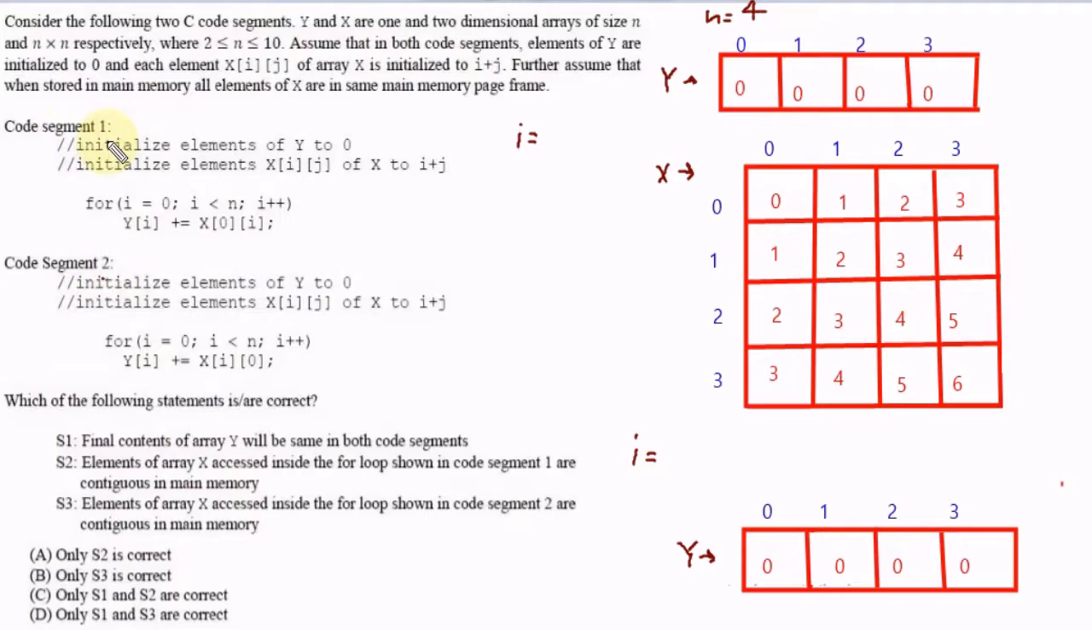So let's see what we are doing in code segment 1. We have initialized the value of y with 0, and we have initialized the value of x with i plus j, and this is our for loop. We take the initial value of i as 0. This condition is true because 0 is less than 4. Now we are going to update the value of y[i], that is y[0], to x[0][i]. So 0th row and 0th column, that means 0. So this value will be 0.